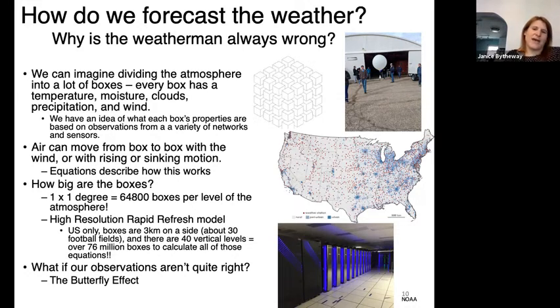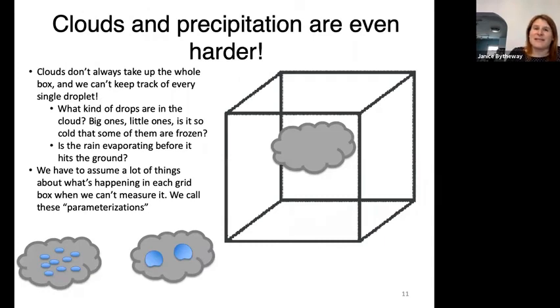So you move it ahead 1 hour and you do 76 million calculations. And you move ahead the next hour and do 76 million calculations. So it's a lot of work to do these forecasts. And what if our observations aren't quite right? What if we have the wrong wind speed in this box or the wrong temperature in this box? Well, as we move them, we'll say the wind here is too fast and the temperature here is too hot. As you move it from box to box, those start to combine. And so your forecast errors start out small, but they can actually get really big the longer and longer you go. And clouds and precipitation make this even harder.